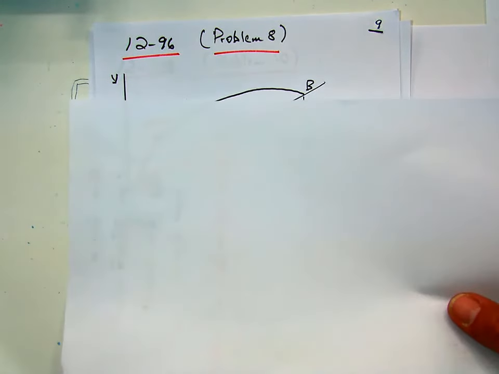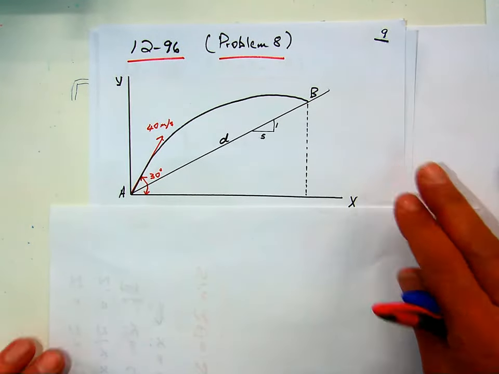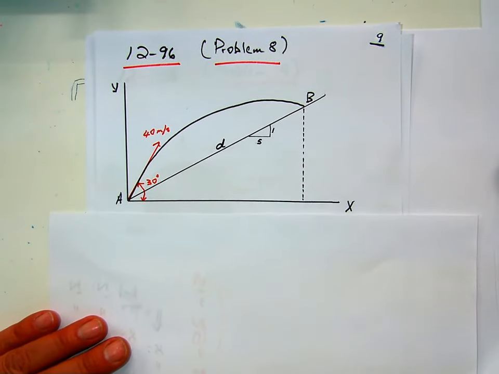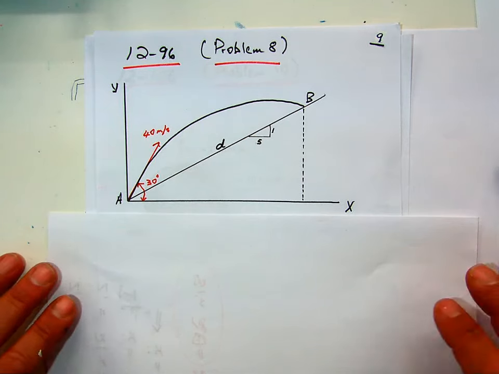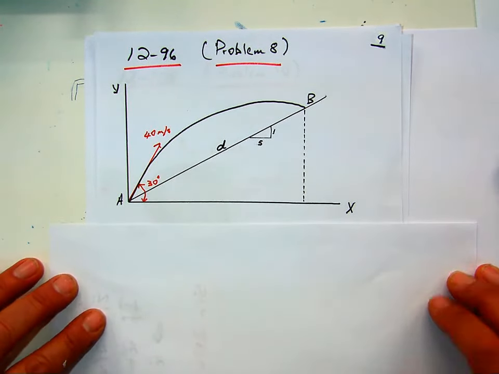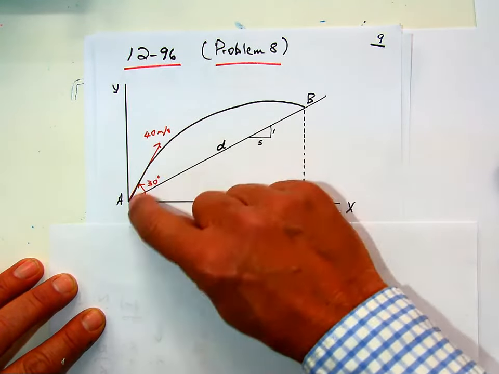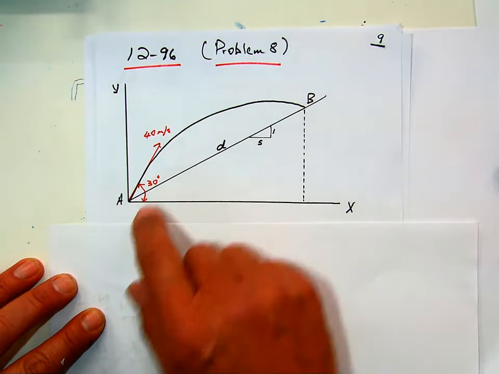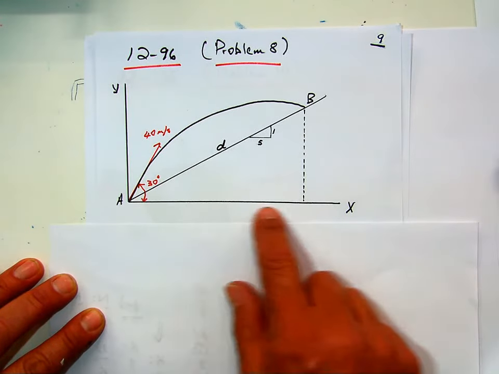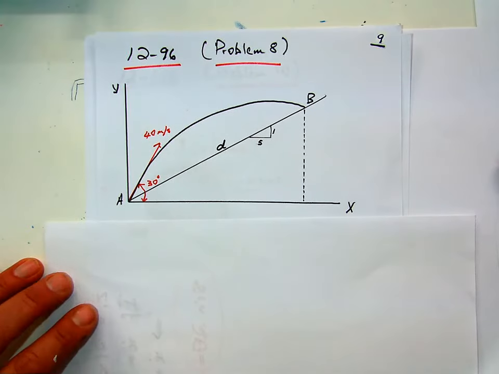Okay, problem 8 is 1296. They have a slope here, and the ball is projected at an angle of 30 degrees with the horizontal. And they want to know what is that distance D.